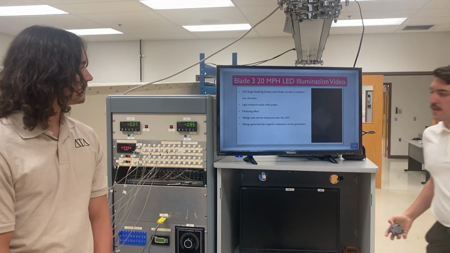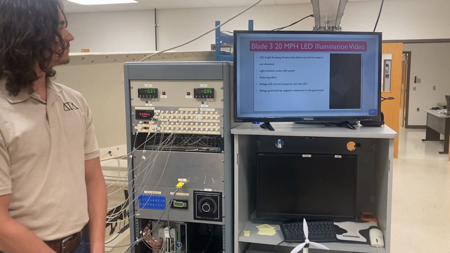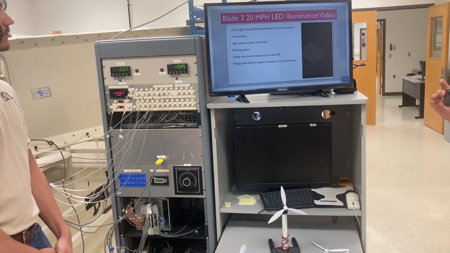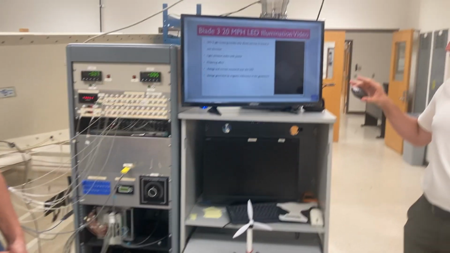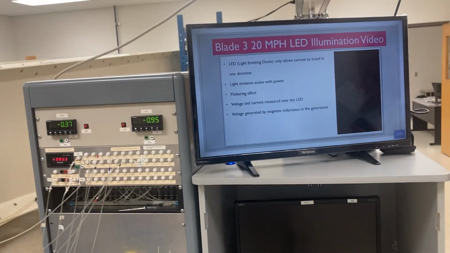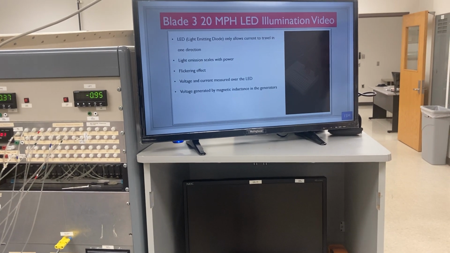All right, so here's a video of our blade illumination at blade 3 at 20 miles per hour. We chose this video because it showcases the LED getting voltage, however, a very low amount. We found blade 3 to be one of our lower performing blades.